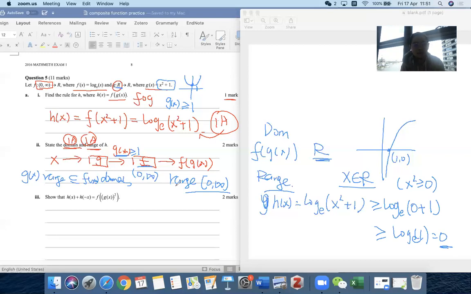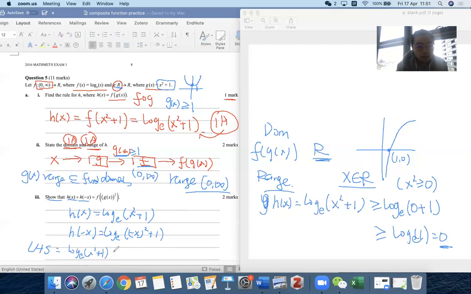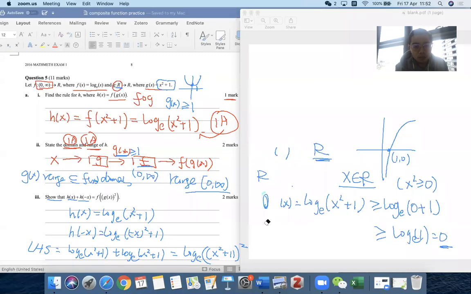And later I will show you the report so you know how many students got this one correct that year. Okay. So the next question is show that h(x) plus h(negative x). So h(x) again is log_e(x squared plus 1), and h(negative x) is log_e(negative x squared plus 1). Adding them together, our left-hand side equals log_e(x squared plus 1) plus log_e(x squared plus 1). So it becomes log_e of (x squared plus 1) squared, okay? Because with log, when you add them, it becomes multiplication. So this is our left-hand side.